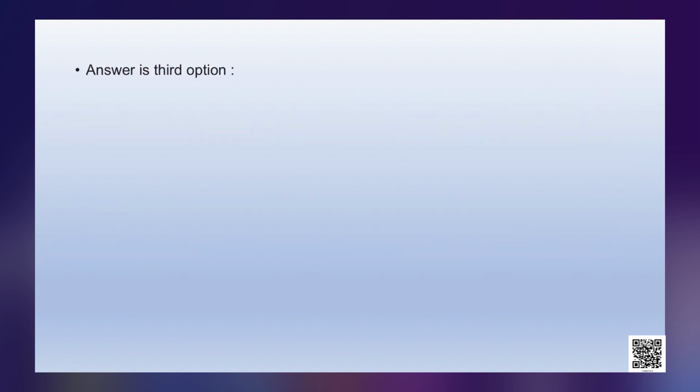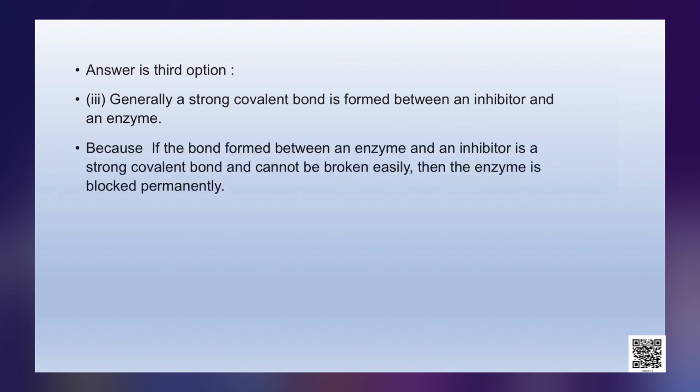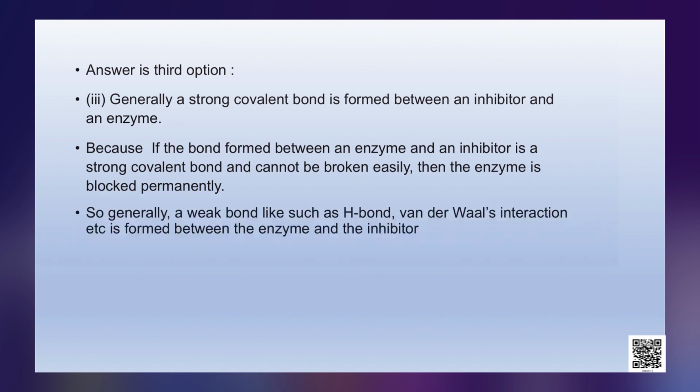Right, the third option is the correct answer. That is, generally a strong covalent bond is formed between an inhibitor and an enzyme. As we have already discussed, if the bond formed between an enzyme and an inhibitor is a strong covalent bond and cannot be broken easily, then the enzyme is blocked permanently. So, generally a weak bond like hydrogen bond, van der Waals interaction, etc. is formed between the enzyme and the inhibitor.